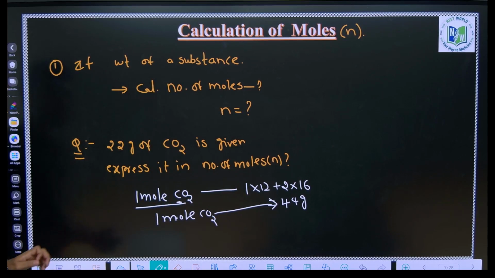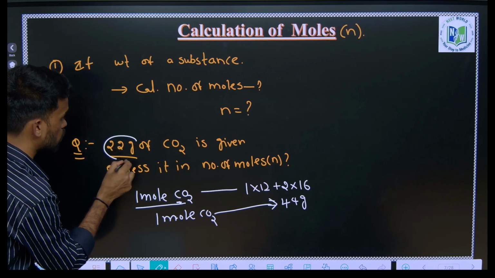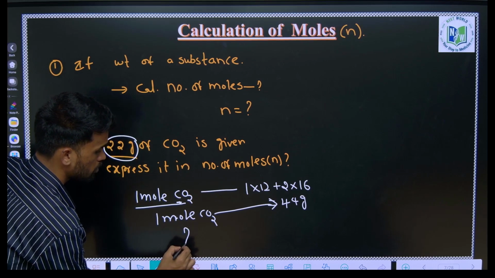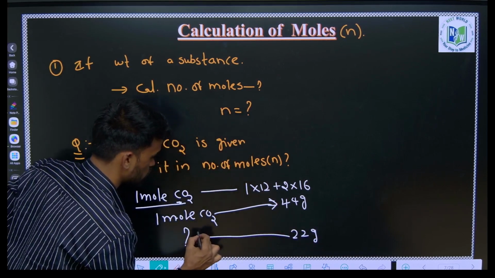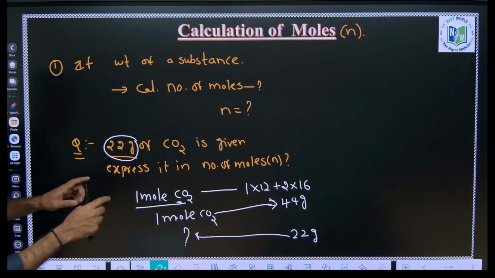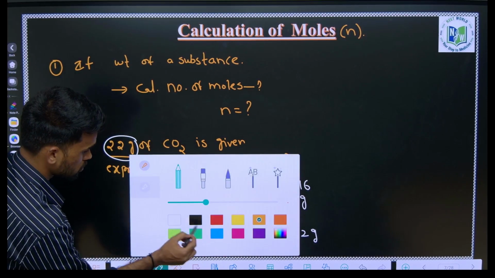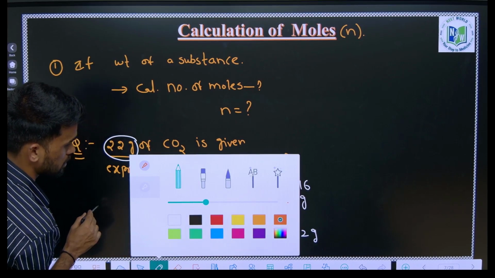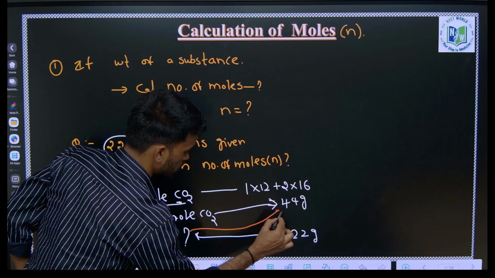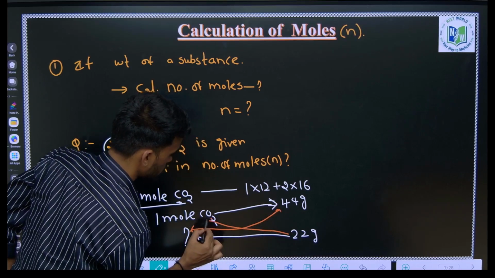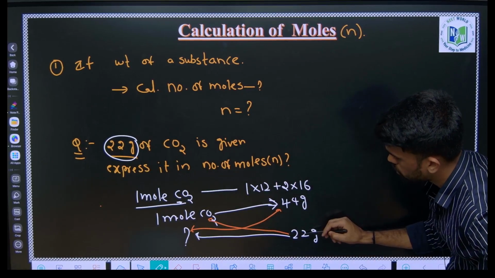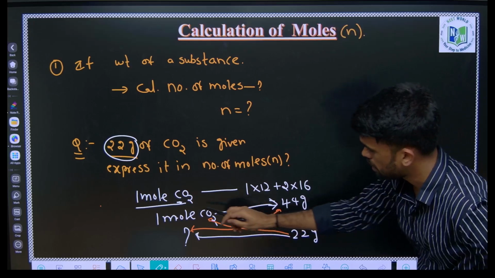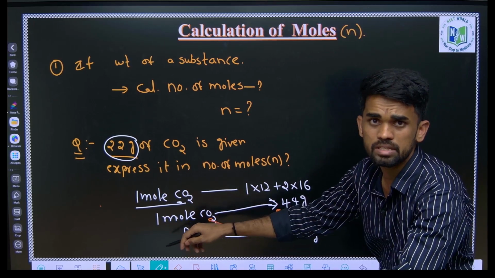Now they have given the weight. They have given 22 grams and they are asking how many moles there are. So they have given this as 22 grams and they are asking us to find the number of moles. So just use the unitary method. Here we are getting, see, 44 becoming 22. It means it is half of this. So here also 1 mole becomes half of that, meaning half mole, right?